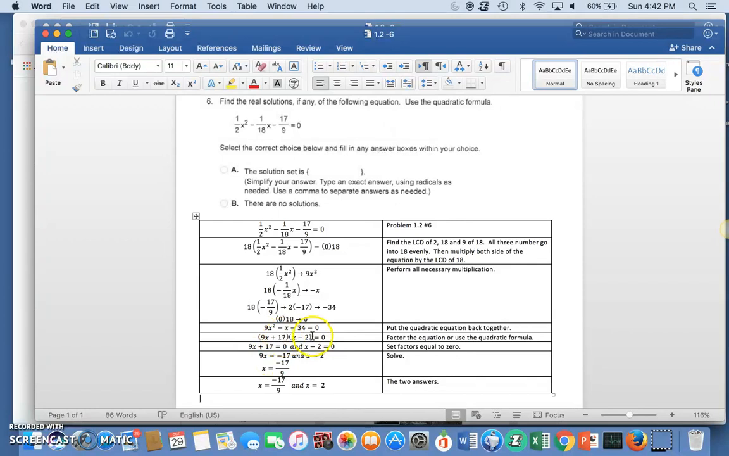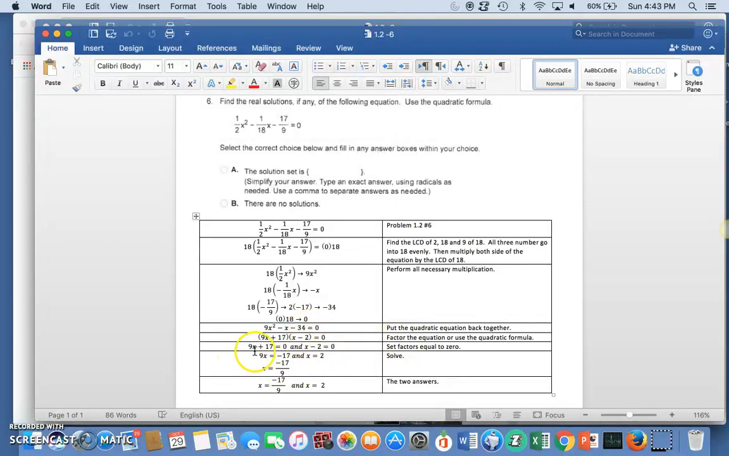If I put 17 here and 2 over here, check it. Kind of reverse FOIL. So you would get 9x squared first terms. Outer terms, negative 18x. Inner, positive 17x. That gives you the negative 1x in the middle. And 17 times negative 2 is negative 34. So we could just factor it.